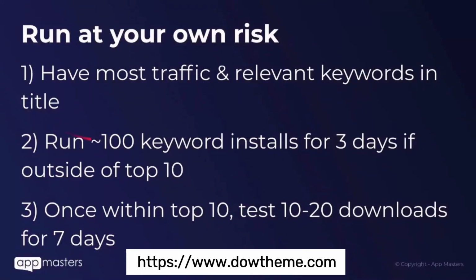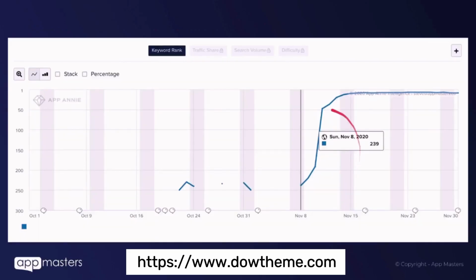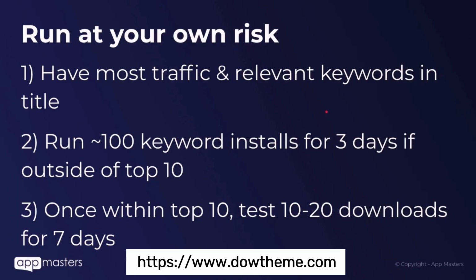All right, here's what you want to do. You want to run around 100 keyword installs for 3 days if you're outside the top 10. That's what catapults the app this high. Went from 200 to 43, okay? I did about 80 to 100, but roughly around 100 for 3 days. That's what really catapults it.